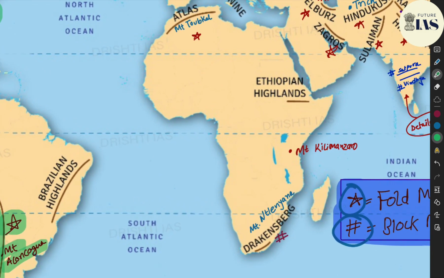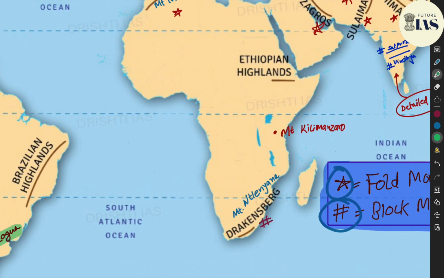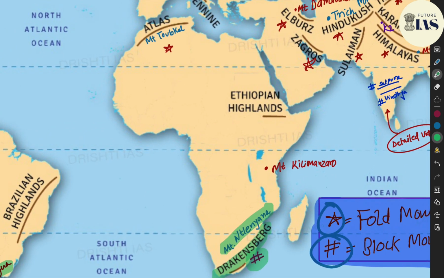Now in Africa, in the southernmost part of Africa, we have the Drakensberg mountain range, which is a block mountain range, and the highest peak of this mountain range is Mount Ntlenyana. And the highest peak of the African continent is Mount Kilimanjaro, which is a mountain only. It is not part of any range. It is a single mountain peak.